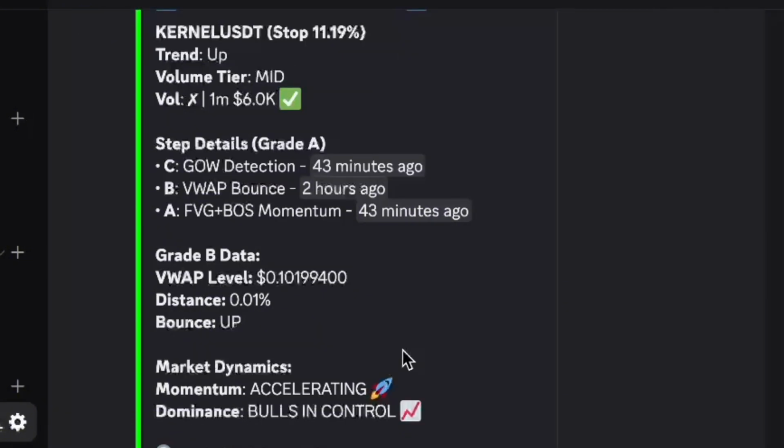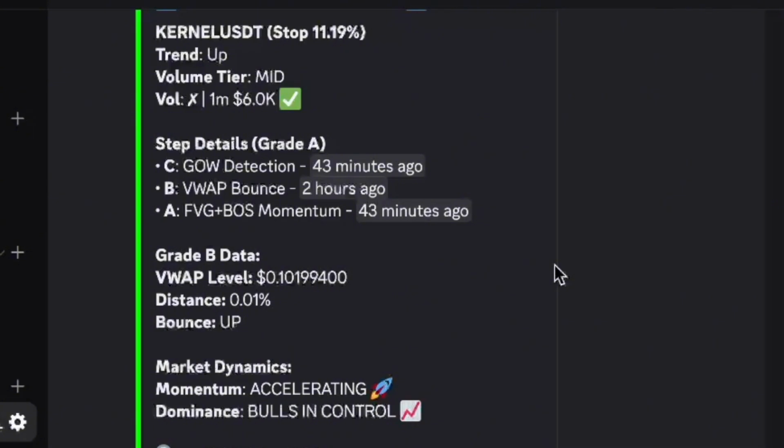The next are what we call the step details, and it gives you the current grade A. And this is where I explain what the grading system is. Grade C, or GOW, means that it was detected, in this case 43 minutes ago, that the coin was going its own way from Bitcoin. Its price action is diversified from Bitcoin. Why is this important? Because if Bitcoin starts to fall and you're going long and your coin is following Bitcoin, there's a good chance your coin will fall also, but less chance if it's going its own way.